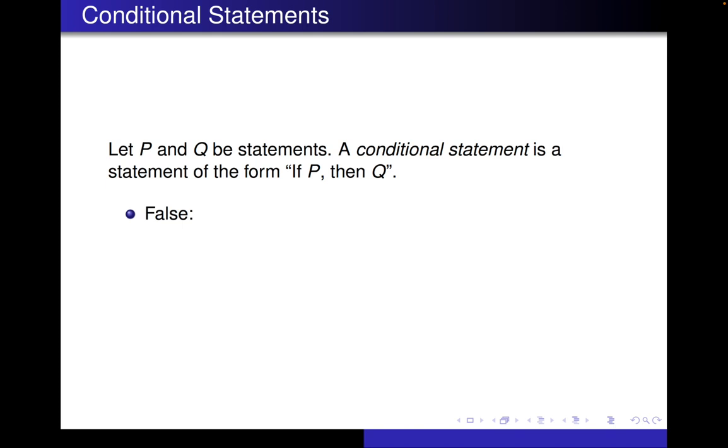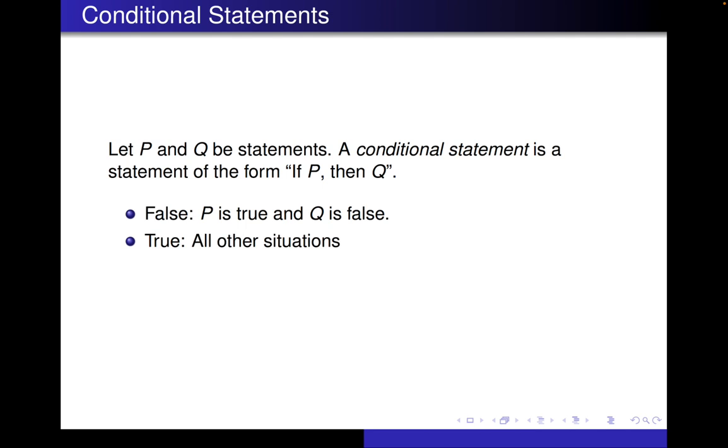Now, when is it going to be false? I like looking at false first because I like looking at the lying. The lying means that P is true and Q is false, right? You're saying if P is true, then Q is definitely true. And if P is true and Q is false, that makes me a liar, or you a liar if you're the one saying it, right? And then true is literally all other situations.